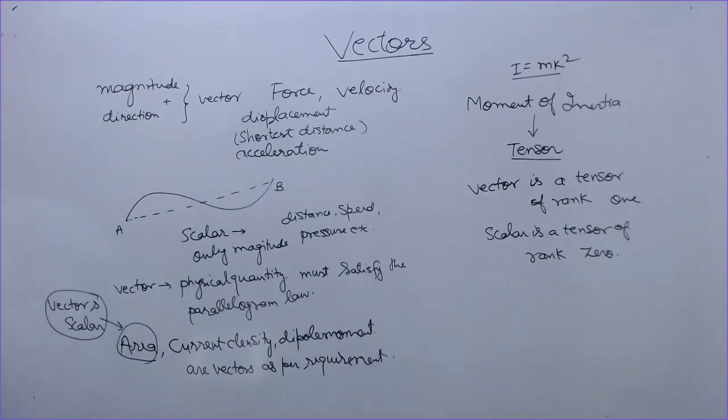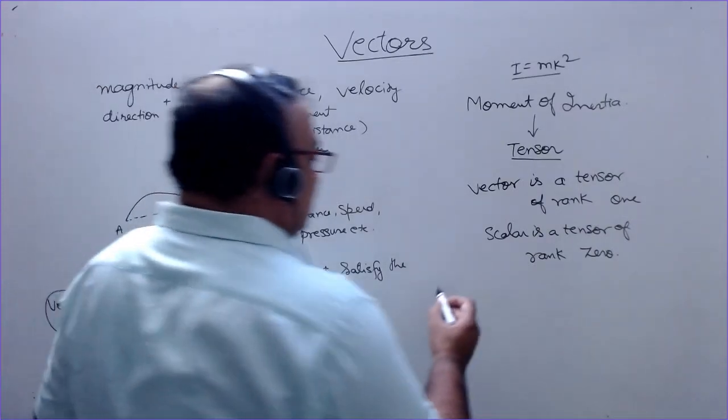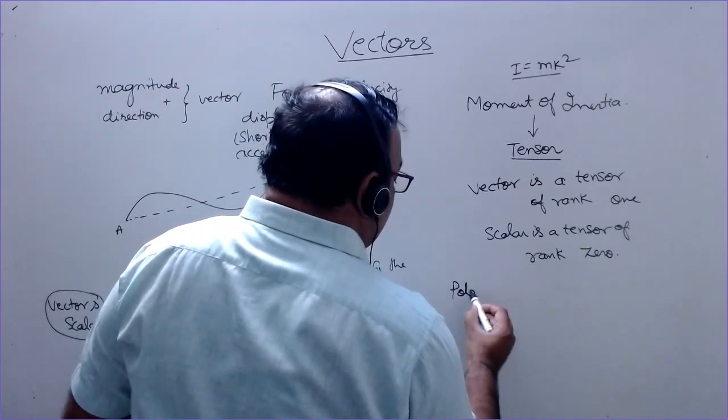Vectors are also known as polar vectors. Why is it a polar vector? Because it starts from a point and it points in a particular direction. That's why it is called a polar vector, or we simply call it a vector.